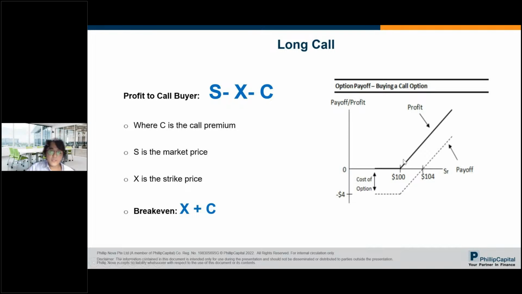So from this diagram over here, if you're a call option trader, you will only see positive profits once the underlying price moves above $104. So this is the break-even point, and this is the profit. The profit as a call buyer will be calculated by the market price, deduct the strike price, as well as deduct the call premium that you're paying.